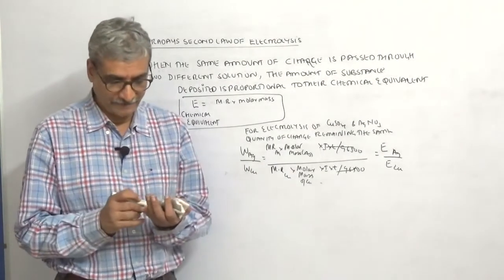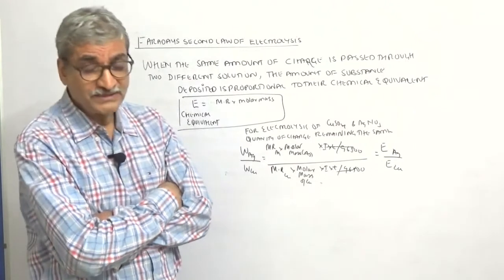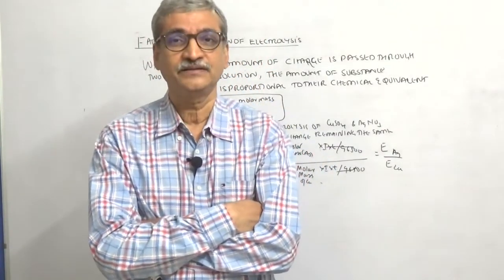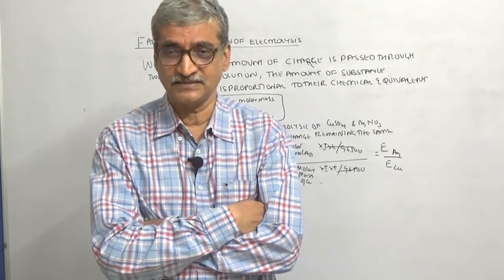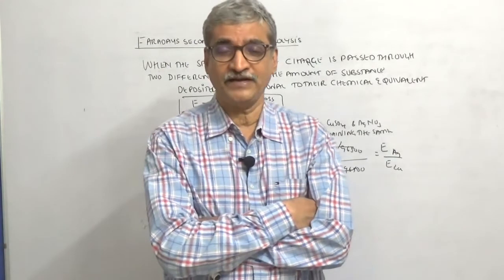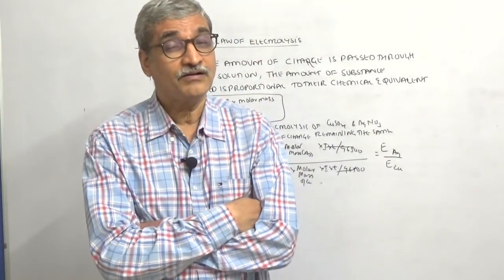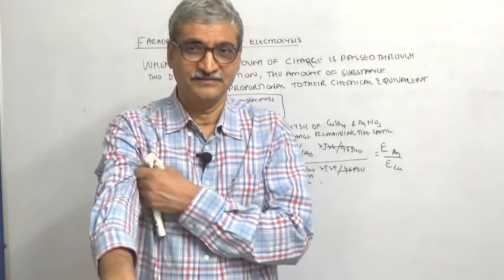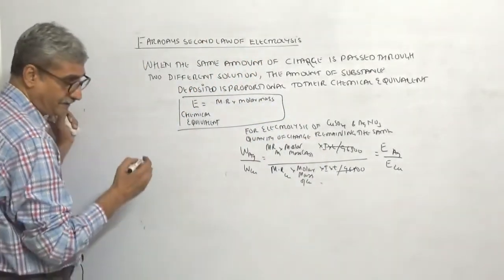I'll give an example. What was the definition of equivalent weight that you studied in 10th standard? That weight which combines with or displaces one part by weight of hydrogen, 35.5 parts by weight of chlorine and 8 parts by weight of oxygen. Nobody must have explained why it is 8 parts. We have the answer over here.